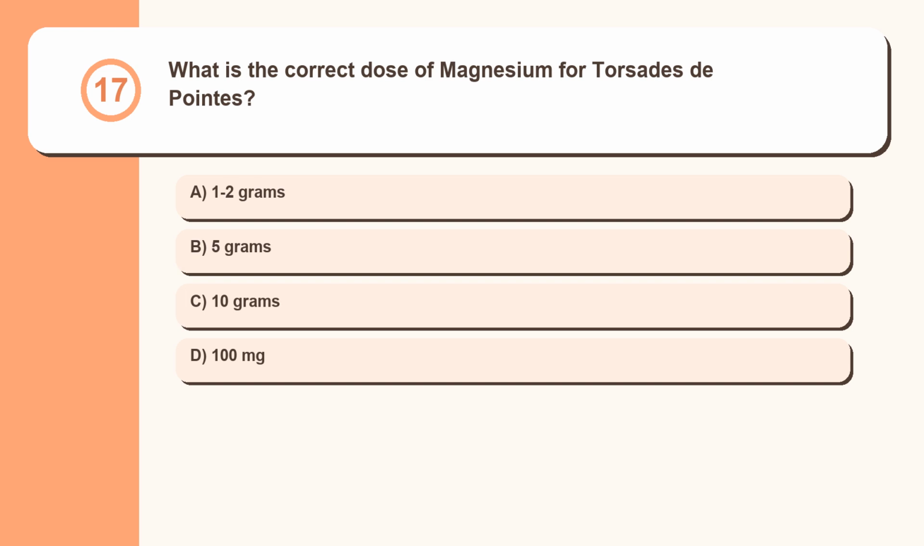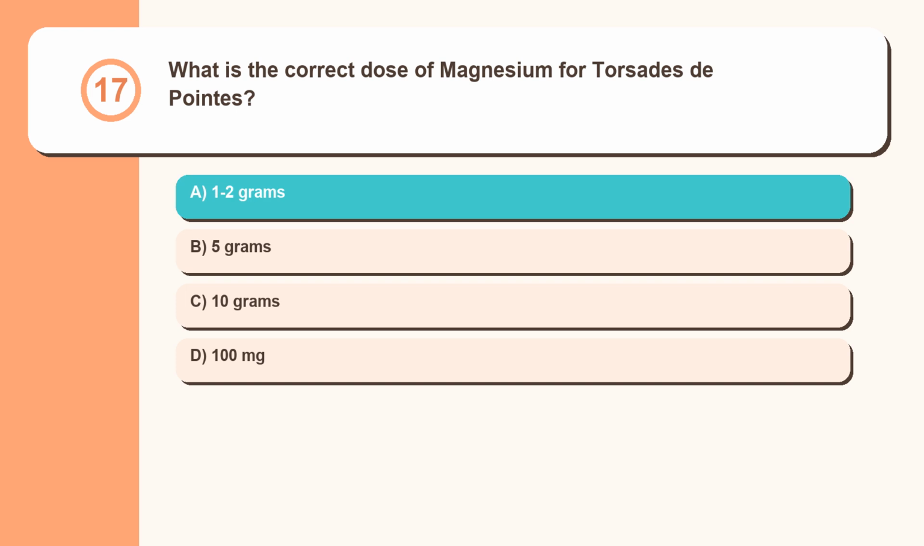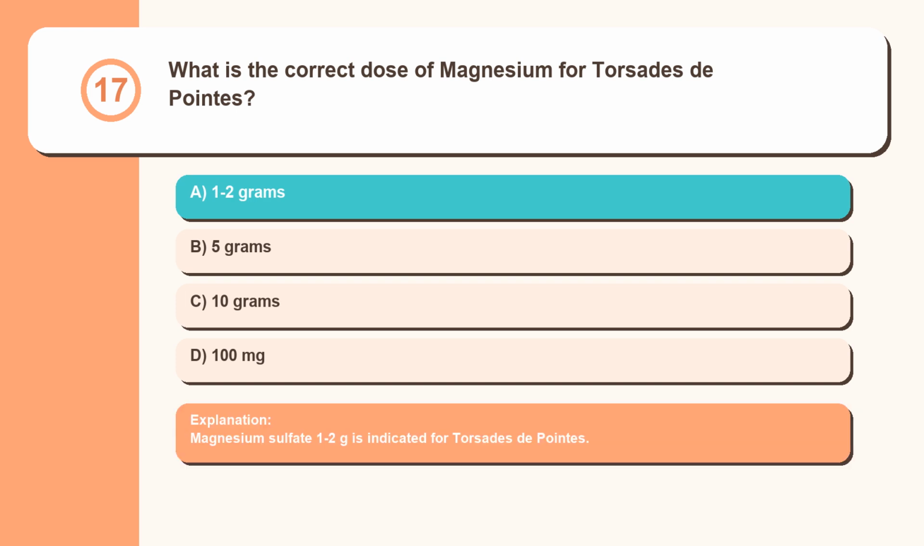Question 17. What is the correct dose of magnesium for torsades de pointes? 1 to 2 grams, 5 grams, 10 grams, 100 milligrams. Magnesium sulfate 1 to 2 g is indicated for torsades de pointes.